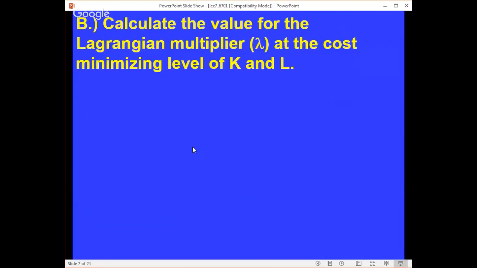Yeah, I plug in what I have for K, and I plug in for L. We're solving for lambda, the Lagrangian multiplier, right? In terms of non-random variables at the cost minimizing. In other words, I'm substituting what I have for K and L, right, into one of my equations for the Lagrangian multiplier. Okay.